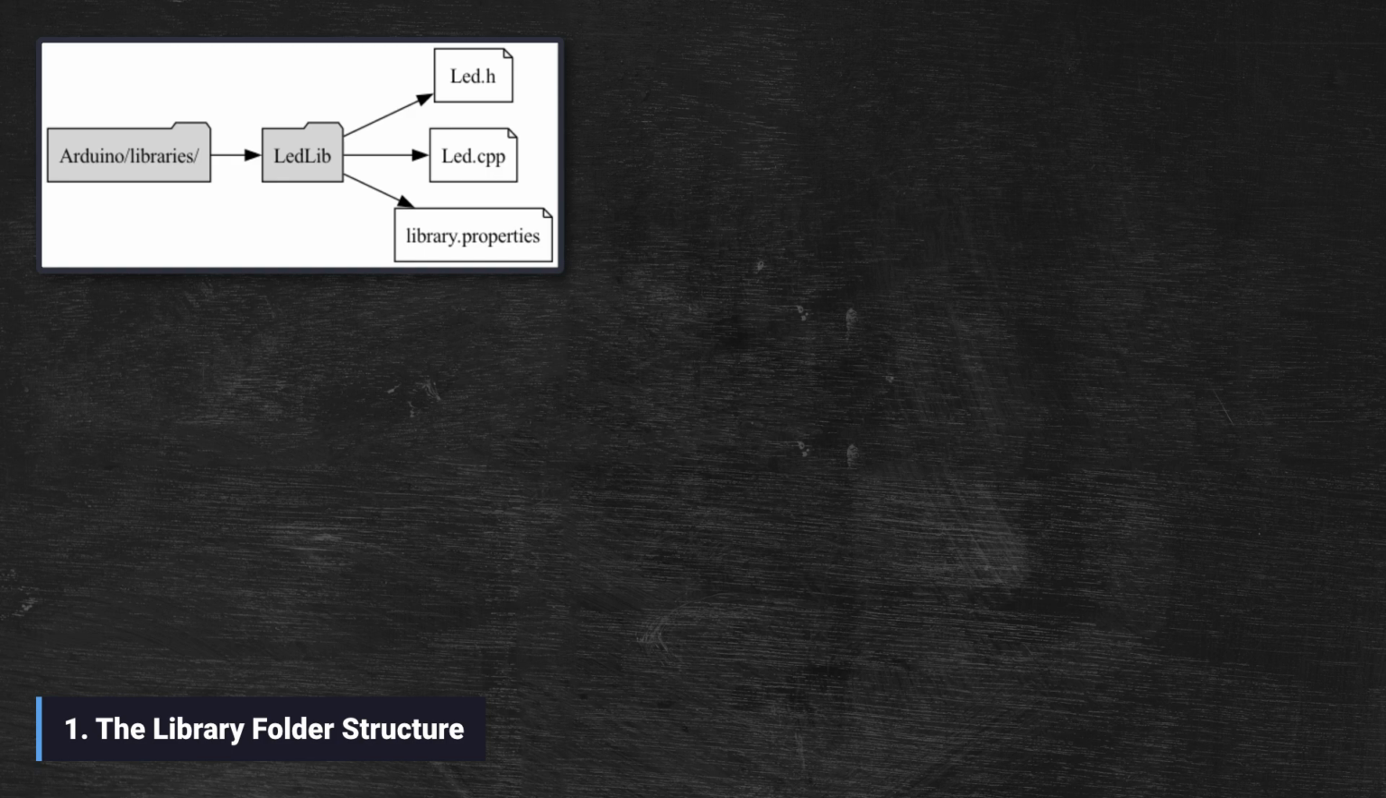To create a library, you need to navigate to your Arduino libraries folder. Create a new folder named leadlib, and move your lead.h and lead.cpp files there. This centralizes your code so all your sketches can access it.